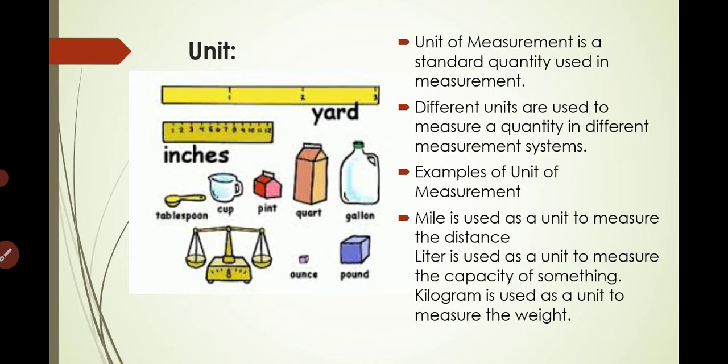Examples of units of measurement are: mile is used as a unit to measure distance. Liter is used as a unit to measure the capacity of something. And kilogram is used as a unit to measure weight.